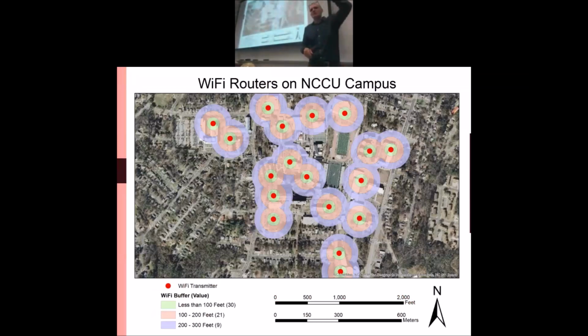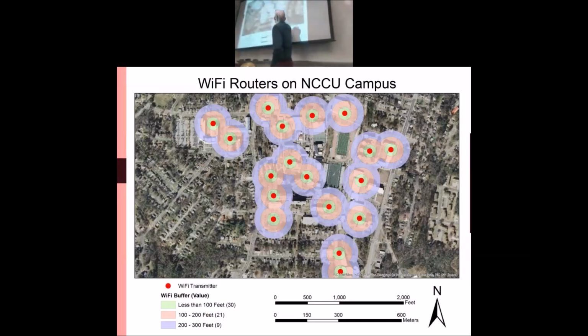Okay, so buffers are really accurate in that we can create what we call multiple ring buffers. These are multiple ring buffers around Wi-Fi transmitters. So we've got a number of Wi-Fi transmitters on campus. And so you can see within 100 feet, 200 feet, 300 feet. They're nice, pretty circles. They're concentric, meaning they have the same center. And then when they start to intersect, you can set up all the different parameters so that you can click and mess things up right here.